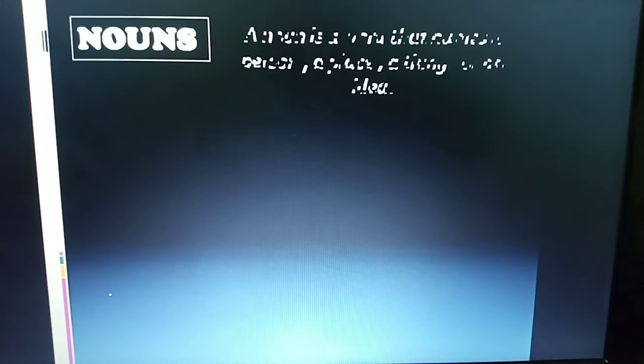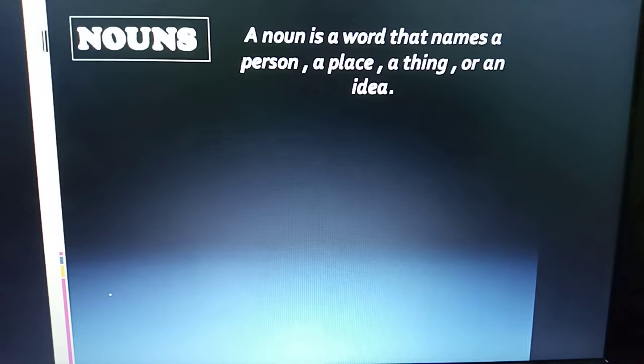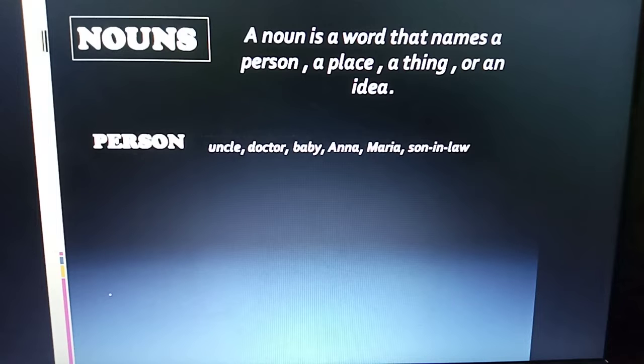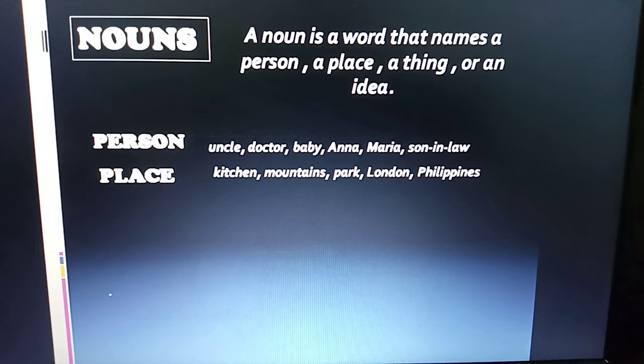What is a noun? A noun is a word that names a person, a place, a thing, or an idea. So these are examples. Nouns of a person can be an uncle, doctor, baby, Anna, Maria, or son-in-law, and so on and so forth. Nouns of a place can be kitchen, mountains, it can also be a park, London, Philippines, and so on and so forth.